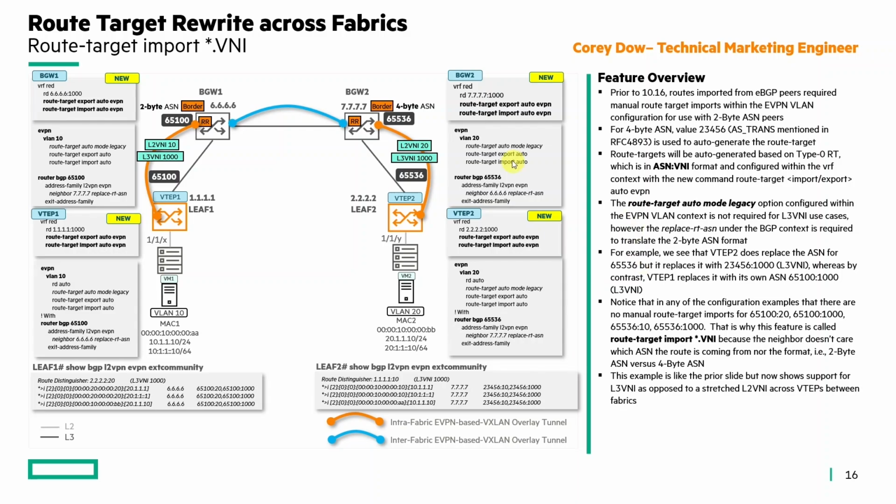It's shown here, but the route target auto mode legacy is needed or required for the L2 VNI cases, but it's not necessarily required for the L3 VNI use case. So if you wanted to use the 2-byte ASN with a 4-byte suffix that we introduced in 10.15, that would work as well, and we have an example of that working in the demonstration later.